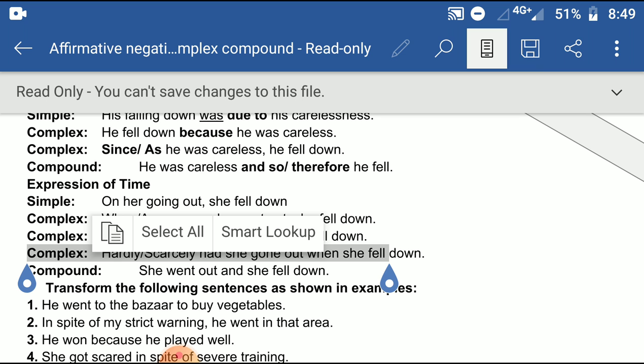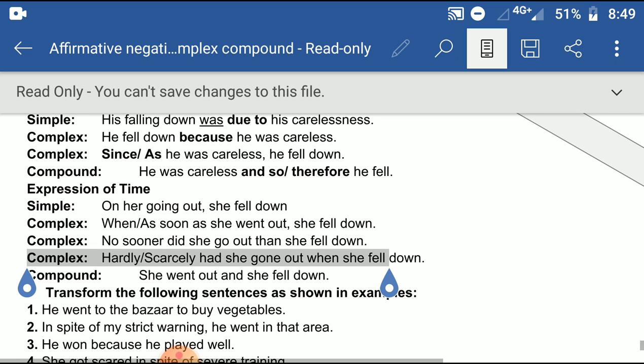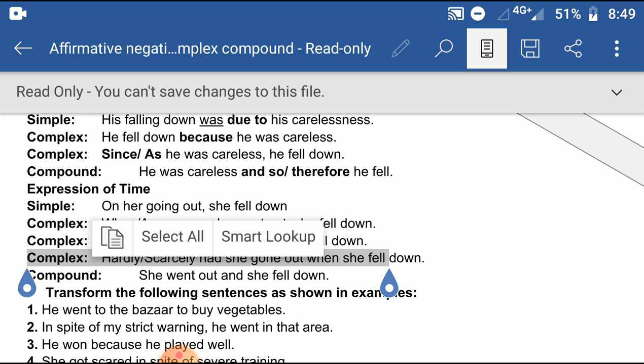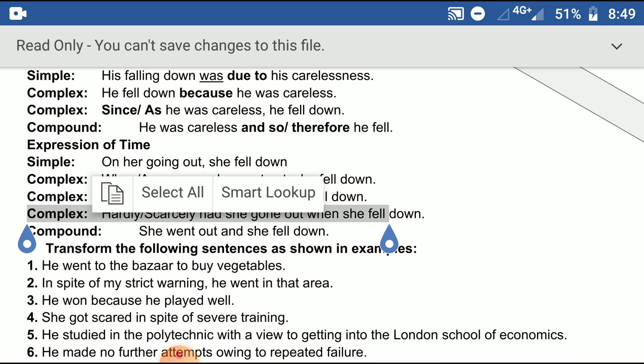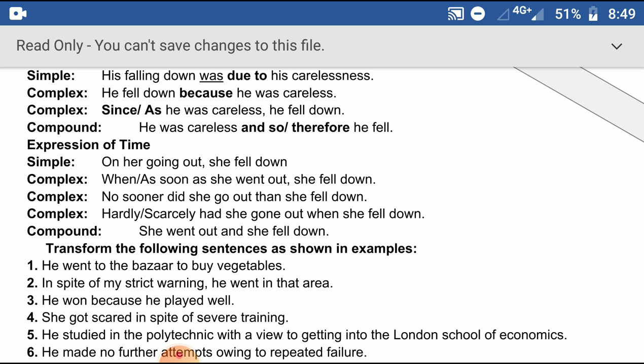So, since or as he was careless, he fell down. The given sentence was: he fell down because he was careless. Instead of that we write: since or as he was careless, he fell down. Then when we change it into a compound sentence, we have to use a coordinate conjunction. The coordinate conjunctions are and, so, and therefore.